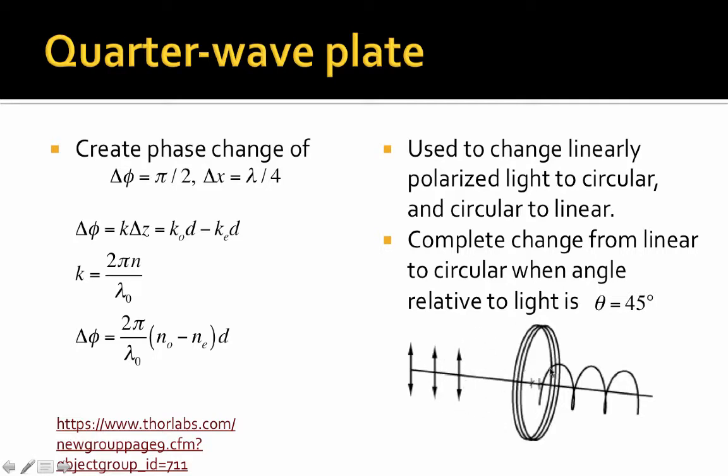This complete change only happens when the angle of the wave plate axis relative to the incident light is 45 degrees. So if our wave plate fast axis is set at 45 degrees relative to the incident light, we will get circularly polarized light.